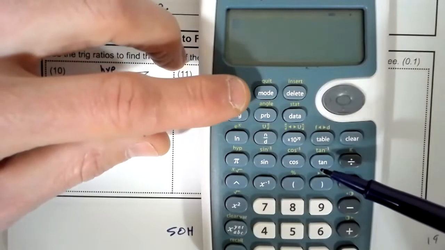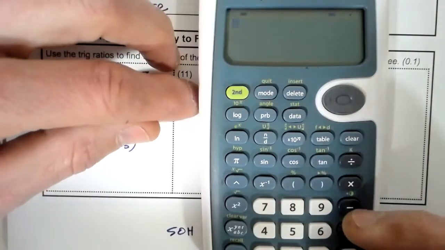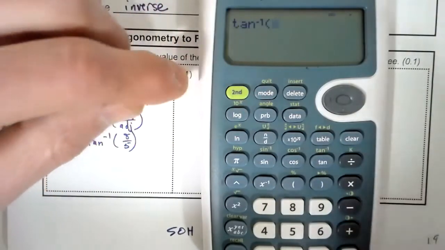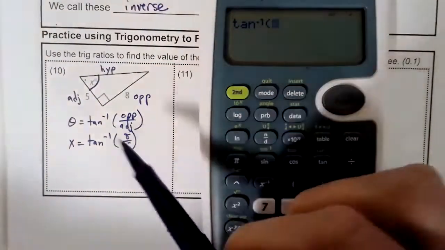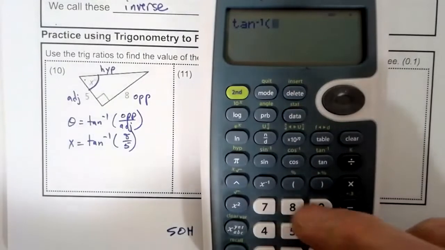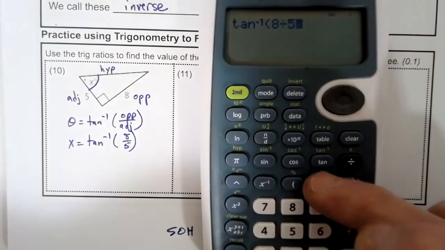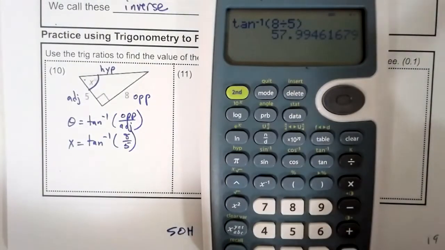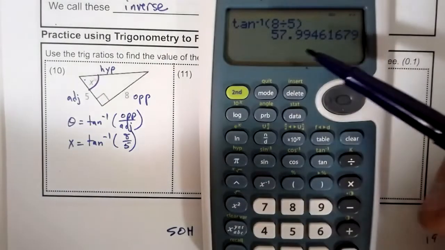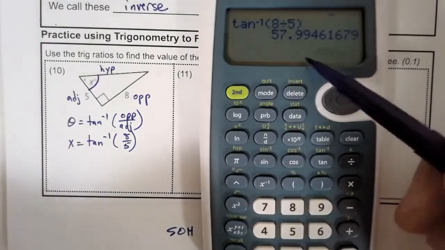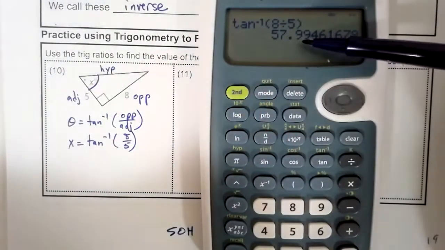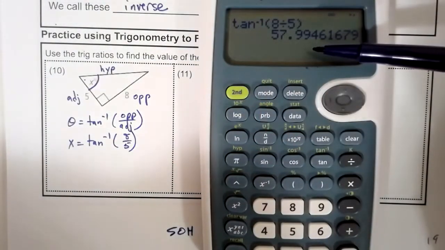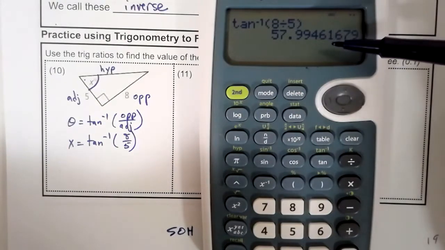So now I'm going to push second to get up to it, and then tangent. Your calculator should, just like mine, say tan to the -1 or the inverse tan. Then I plug in what I have here, 8 divided by 5, close my parentheses, and hit enter. Now, this 57.99 means that the measurement of angle X is approximately 57.99 degrees. Okay, so just note that.